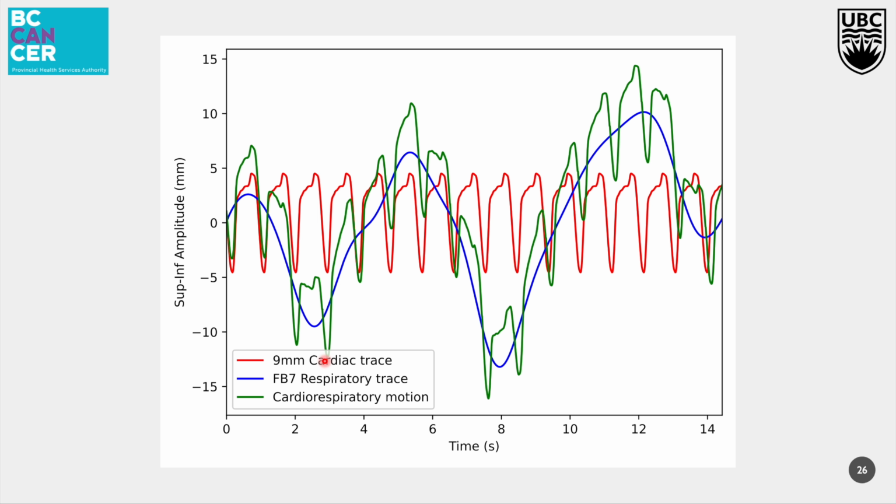So we have the 9mm cardiac trace shown here in red, and then the patient number 7 respiratory trace shown here in blue, and then those superimposed upon each other give us the full cardiorespiratory motion shown in green.